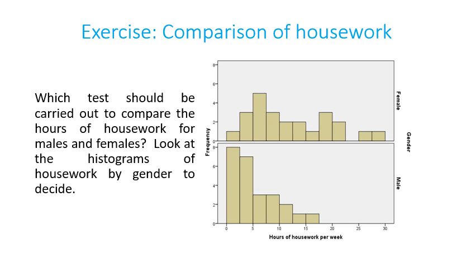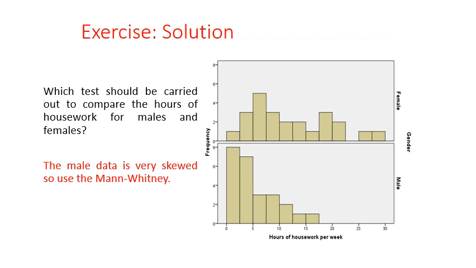If we have this comparison of housework, which test should be carried out to compare the hours of housework for males and females, looking at the histogram of housework by gender. This is the male data, and this is the female data on top. If you take a look, the male data is very skewed, so we will use the Mann-Whitney test.